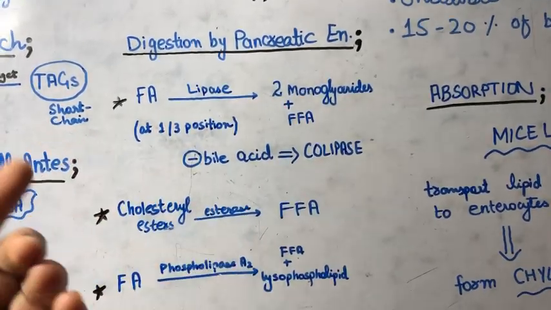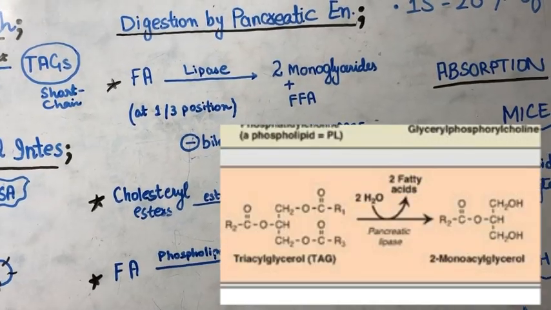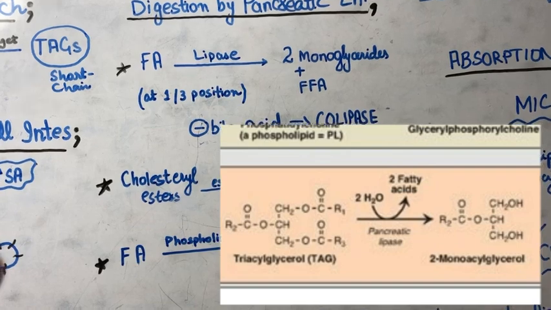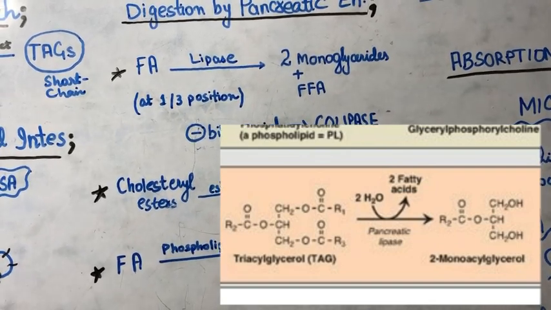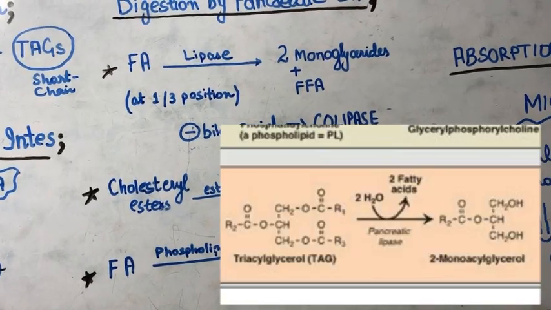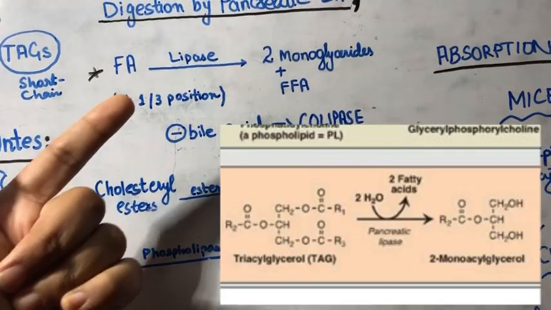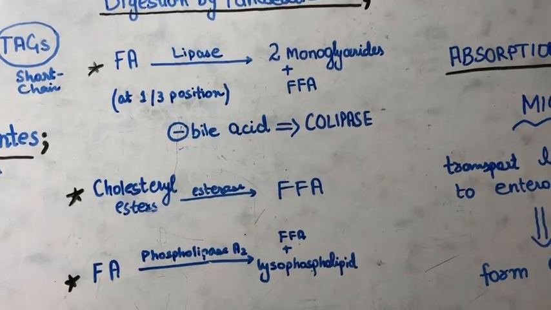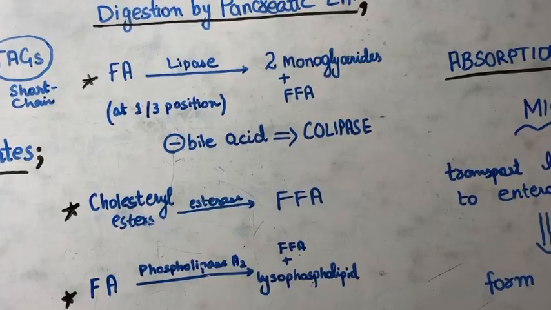Then there is digestion by the pancreatic enzymes. The triacylglycerols in the presence of pancreatic lipase will form two monoglycerides and free fatty acids. Basically, this enzyme, pancreatic lipase, acts at position 1 or 3, and as a result, we will have two monoglycerides. The pancreatic lipase is inhibited by the bile acids, so another enzyme, colipase, comes and protects the lipase.